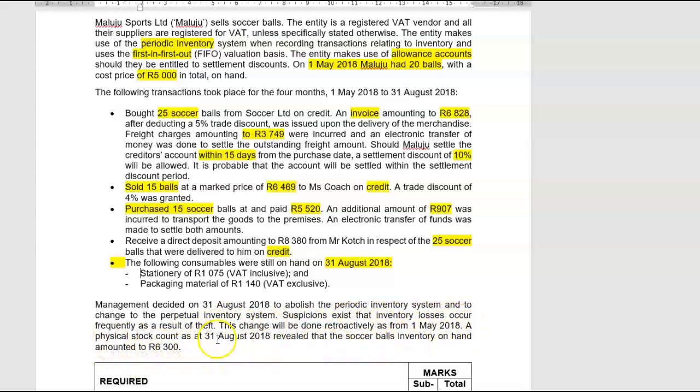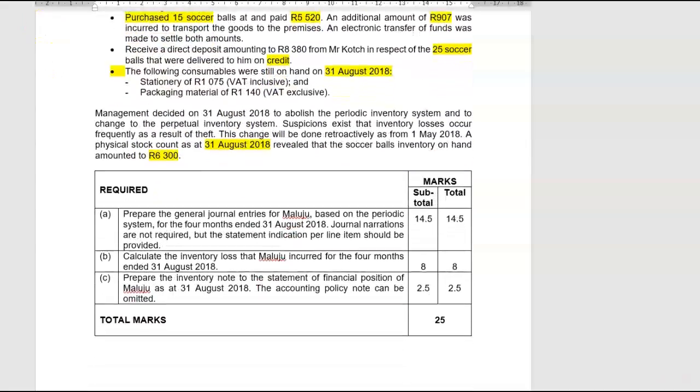A physical stock count as of 31 August 2018 revealed that the soccer balls inventory on hand amounted to 6,300 Rand. Now remember, we have started off here with 20 balls. And then we know exactly what transactions took place from that date up to the end where we took the stock take of 6,300 Rand. So we will be able in this instance to calculate the theoretical inventory on hand as at the stock take. So what we then have to do is to see how the theoretical inventory on hand compares to the physical stock on hand to determine whether there was losses or not.